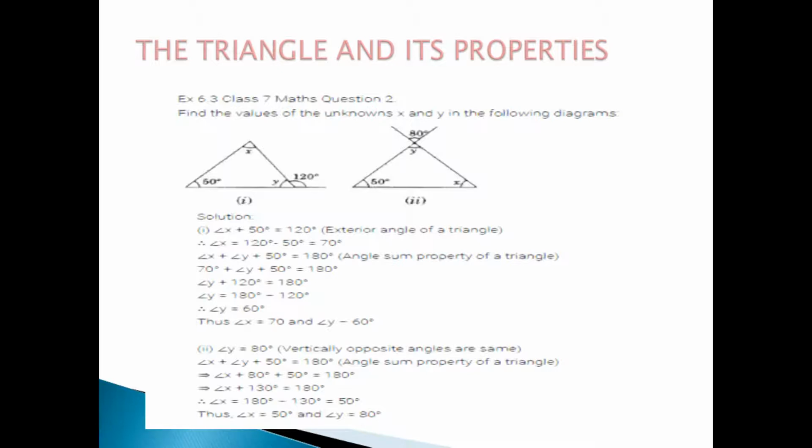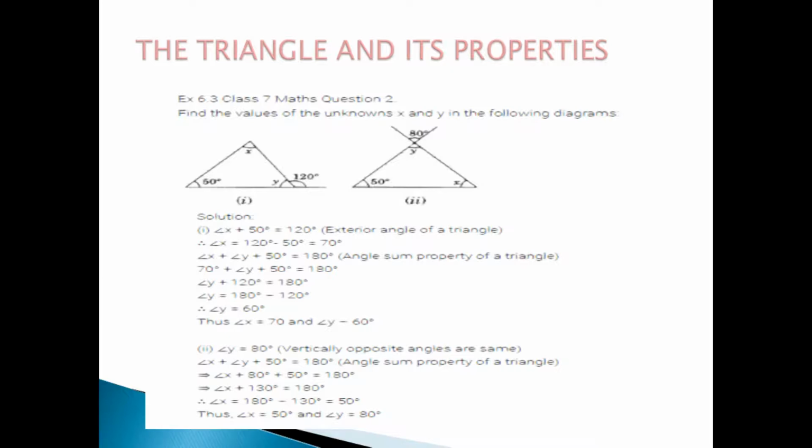Now we are left with two angles inside the triangle. So by applying angle sum property, we can find the third angle, that is x plus y plus 50 equal to 180. Angle x we have just now calculated as 70 degree, plus angle y plus 50 equal to 180. So angle y is equal to 180 minus 120, that is 60 degree. So we got both the answers, angle x as 70 degree and angle y equal to 60 degree.